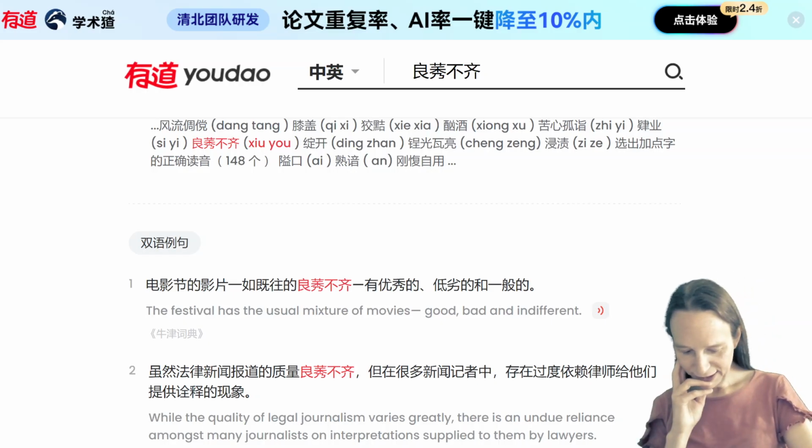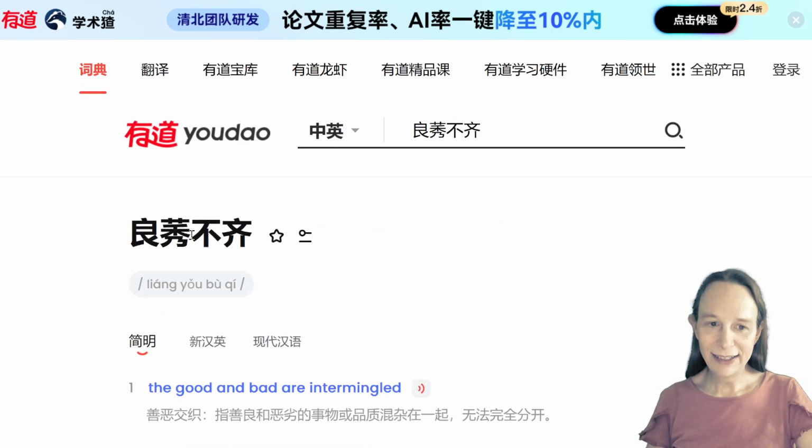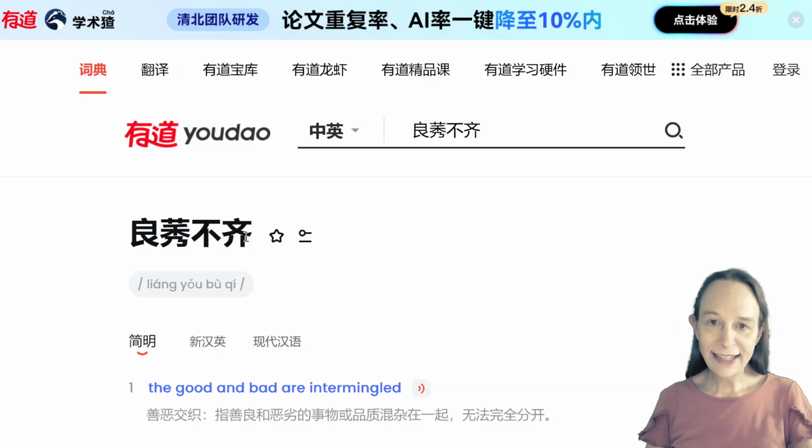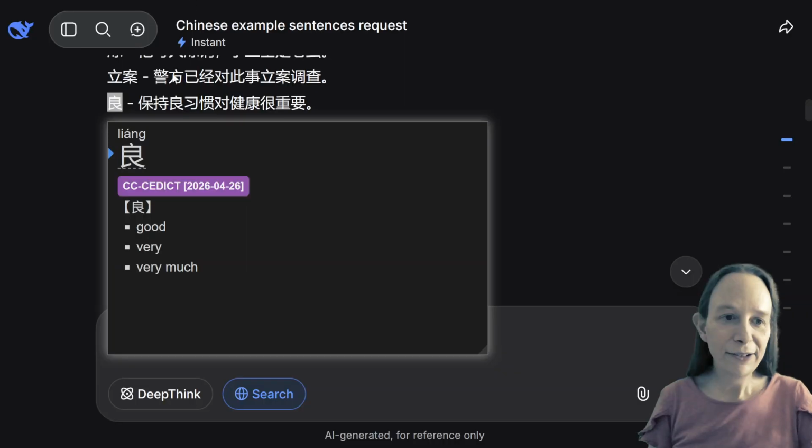So 莠 is 狗尾草, a metaphor for bad people. So good people and bad people mixed together, 好人坏人夹杂在一起. All right, it's one. And that's it. Let's continue.